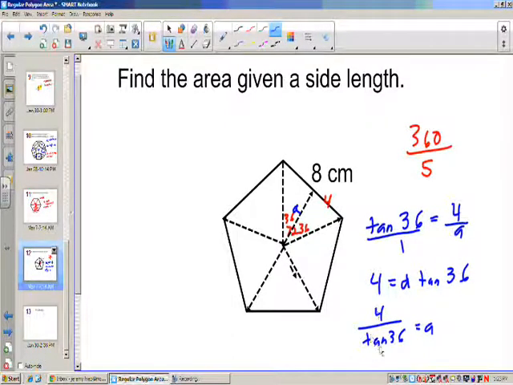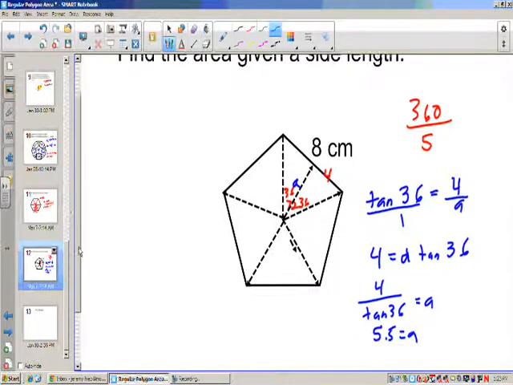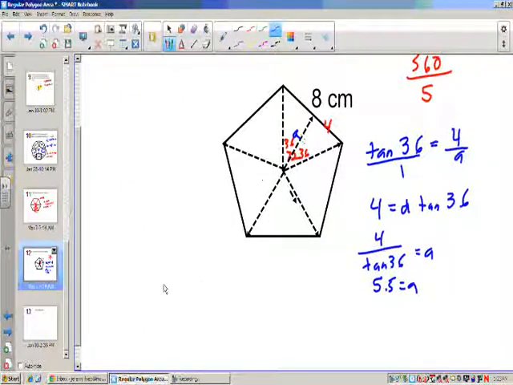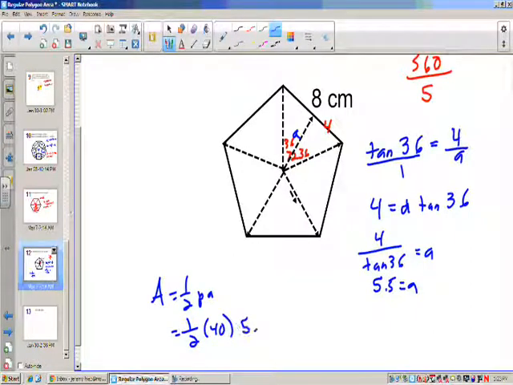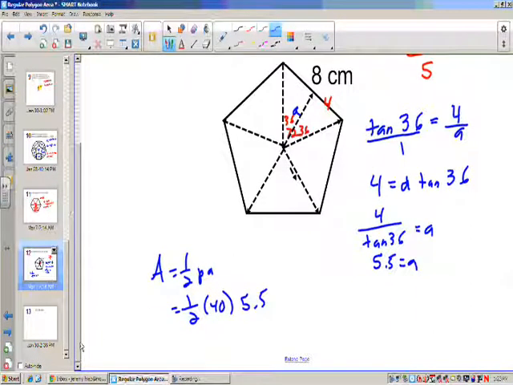All right, so if this is 5.5, now all I have to do is find the area using the formula, 1/2 perimeter times apothem. Now the perimeter is going to be 8 times 5, which is 40. The apothem is 5.5. So now we just have to type this into our calculator, or maybe we could do 20 times 5.5 in our head. It comes out to 110. So the area in this situation is 110 centimeters squared.